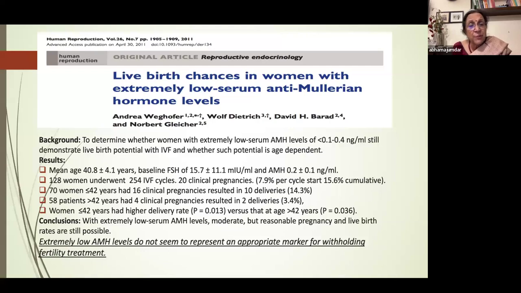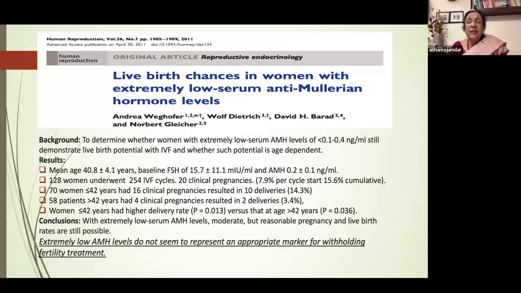Conclusion was with extremely low serum AMH level, moderate but reasonable pregnancy and live birth rates are still possible. Extremely low AMH levels do not seem to represent an appropriate marker for withholding fertility treatment, means IVF or whatever you want to do. So if they are even extremely low, please try fertility treatment with their own oocytes and you will get a substantial pregnancy rate.